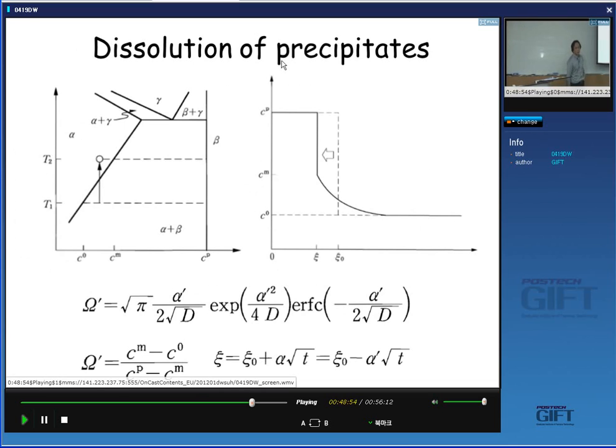Finally, I would like to say, in a brief way, about dissolution. So far, we have considered growth. But in exactly the same way, you can treat the dissolution of the particle. Here, at first, let's see, at temperature T, the system consists of alpha and beta. And then we heat the specimen to T2. Then the particle starts to dissolve. The particle beta will dissolve into alpha, right? So the dissolution rate, which corresponds to the growth rate in reverse, can be evaluated the same way.